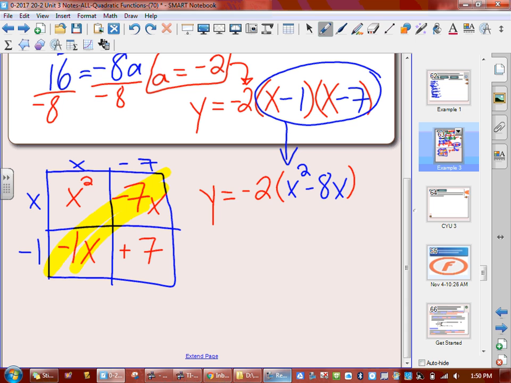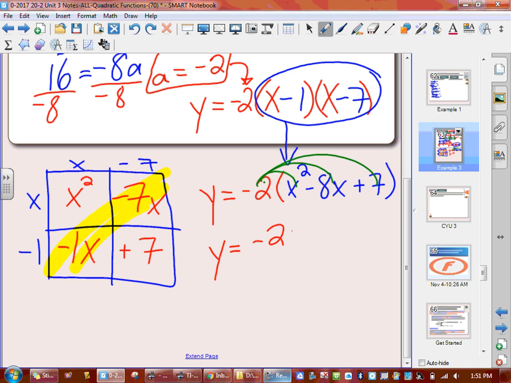It's not general form yet. Our last step is to multiply the negative 2 into the bracket, because it didn't want our answer in factored form. It wanted it in general form. So we're going to get y equals negative 2x squared plus 16x minus 14.